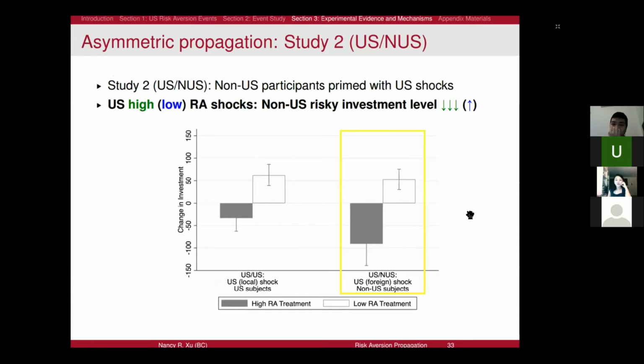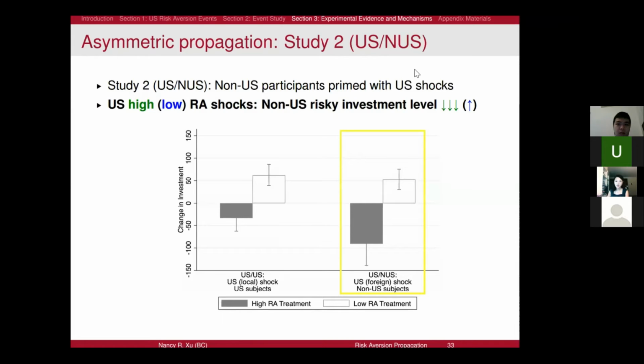But in terms of the non-US risky investments, you see when non-US participants are shown with a US bust shock or high risk aversion shock, their risky investment dropped significantly and the size is much larger than the high risk aversion group, right?